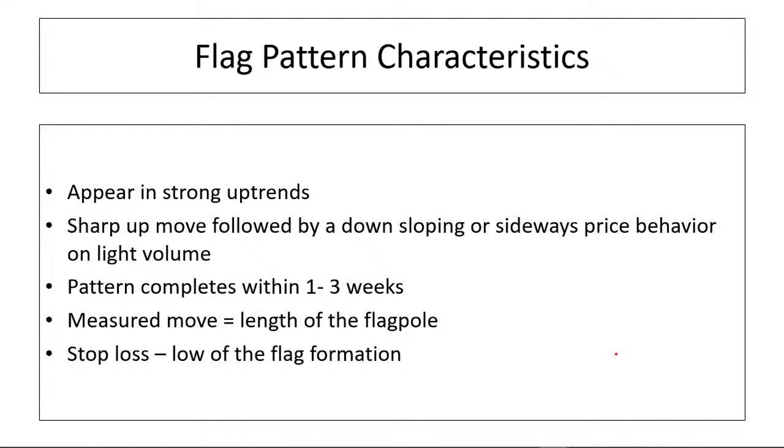We're looking for a swing trade, so that strong up move doesn't have to result in a 9-month high or a 1-year high. We'll look at 3 to 6 month charts. I think that's enough look back where you can determine, has price been moving higher? Has it been trending higher? And the sharp up move should be resulting in a new high. Okay, and that sharp up move is then followed by a down sloping or sideways price behavior on light volume.